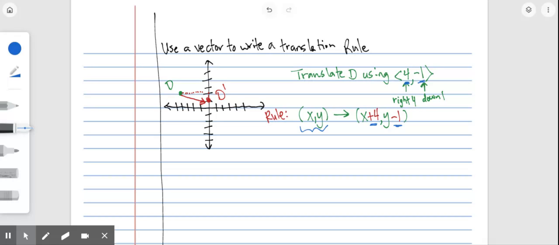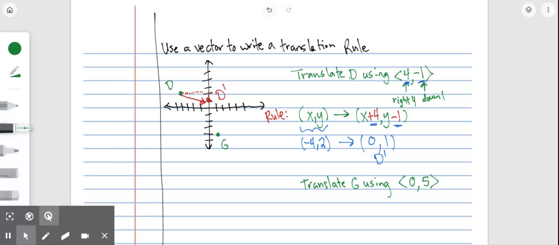Now let's check. Our original coordinate pair was -4, 2. If I use this rule, -4 plus 4 is 0, and 2 minus 1 is 1. Is the coordinate pair of D prime 0, 1? It is. So I've written an accurate translation rule. Okay, so let's try another one.